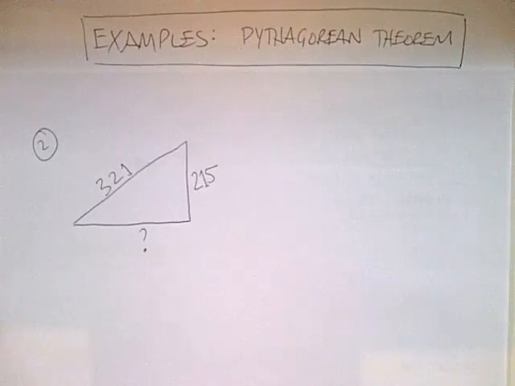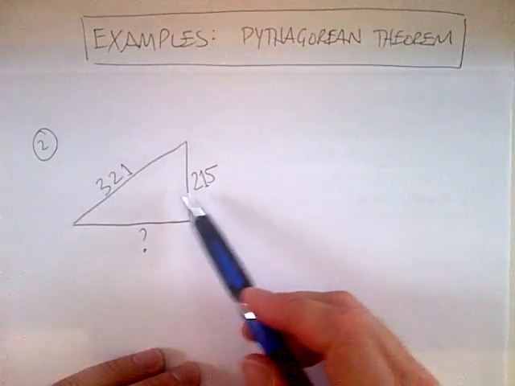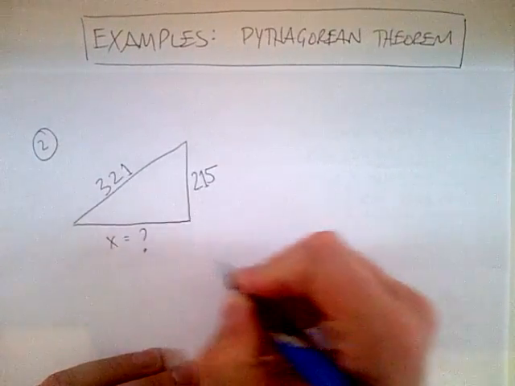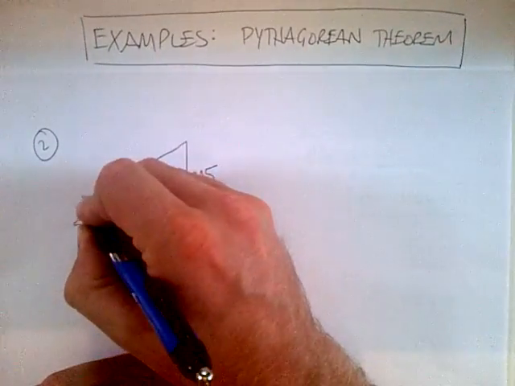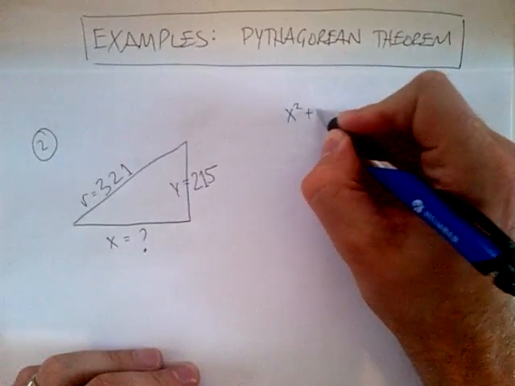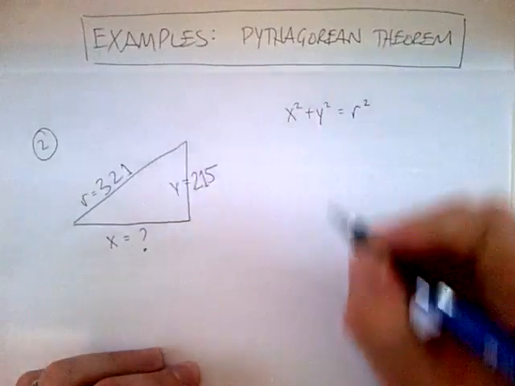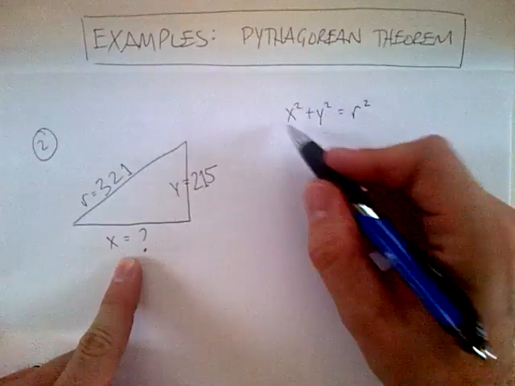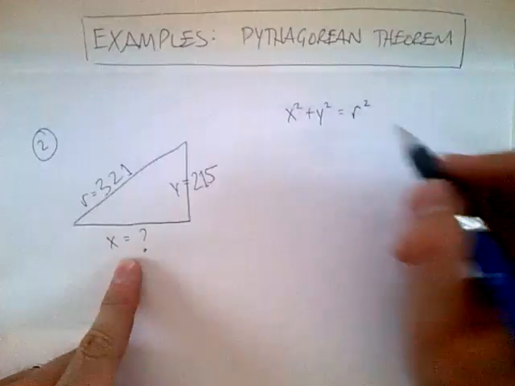So here's another example. We've got two sides and we don't know that one. So I know that's x, that's y, that's r. So x squared plus y squared equals r squared. Which one don't we know? X. Okay. So we can keep x on the left side, and keep everything else on the other side.